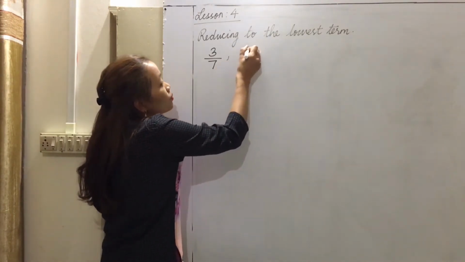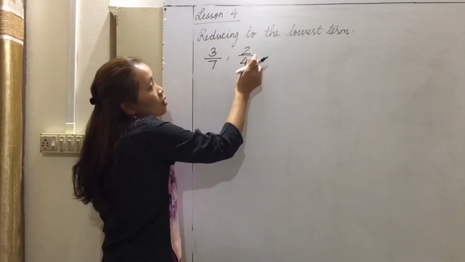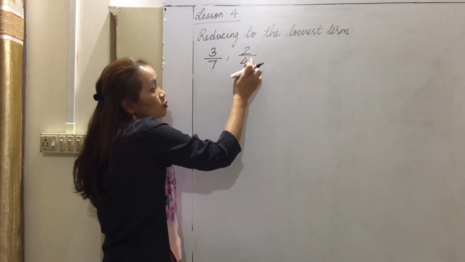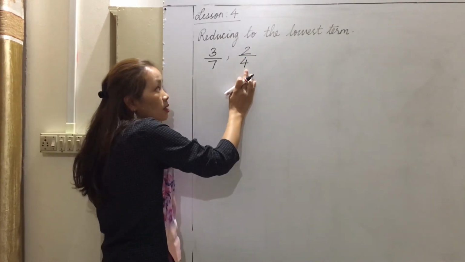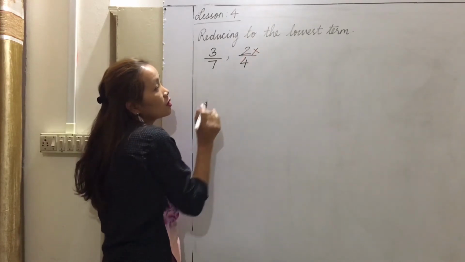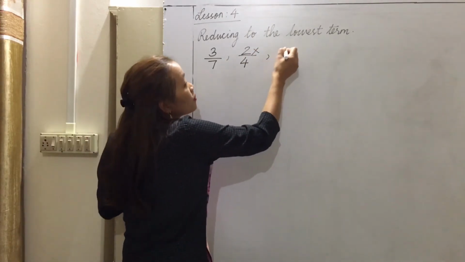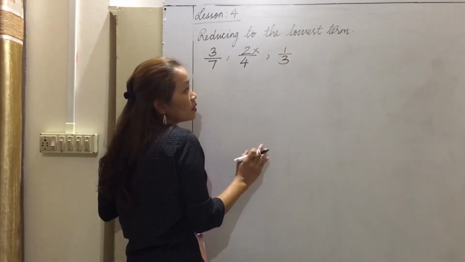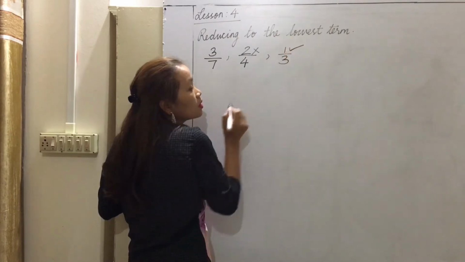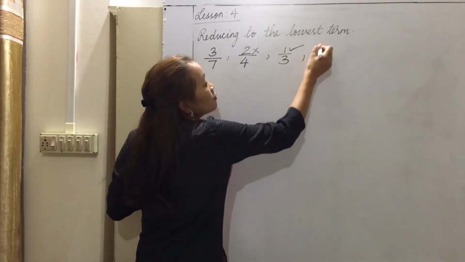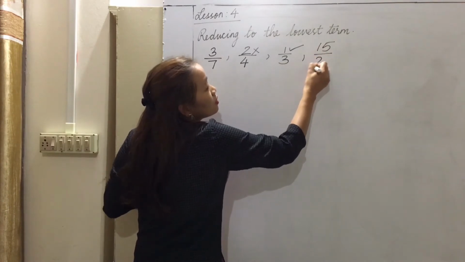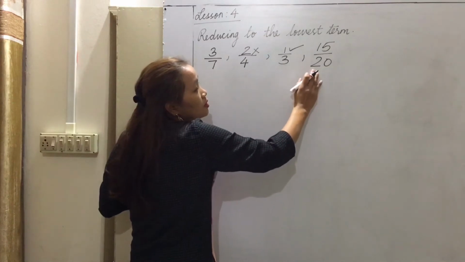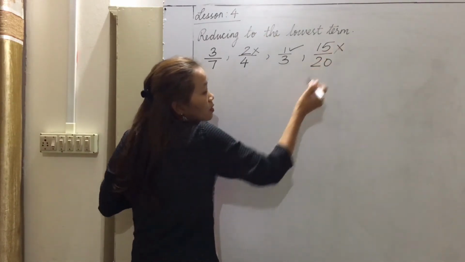And then 2 by 4. When we look at 2 and 4, is there any common factor for 2 and 4? Yes, 2 can divide 2, 2 can divide 4. So this is not in its lowest term yet. But 1 by 3, 1 and 3 have no common factor. So 1 by 3 is in its lowest term, right? 15 by 20. 5 can divide 15, 5 can divide 20. So this is not in its lowest term, right?